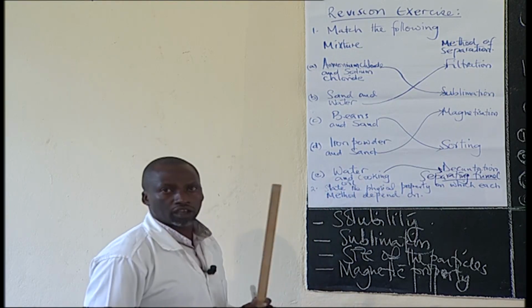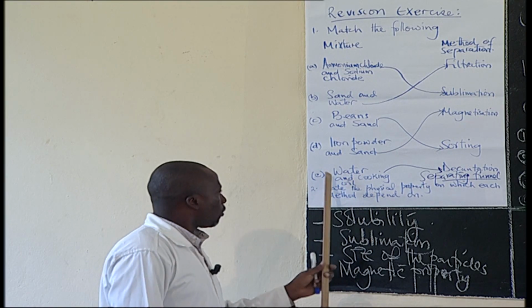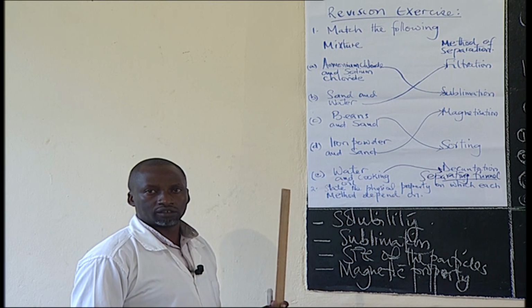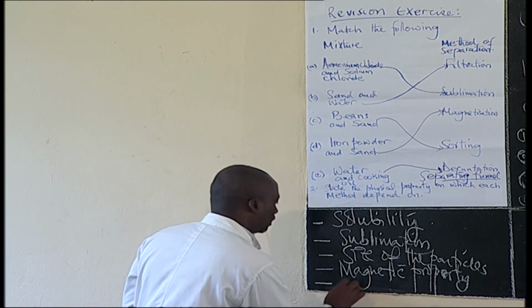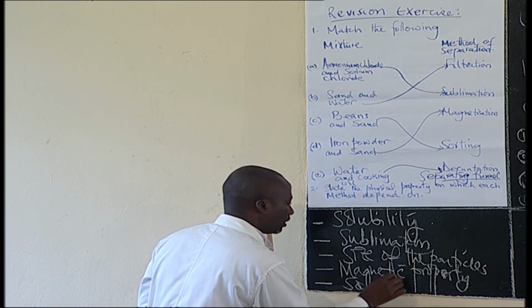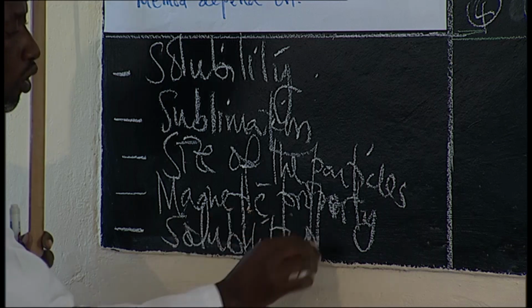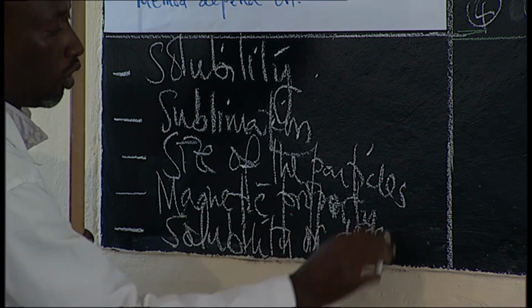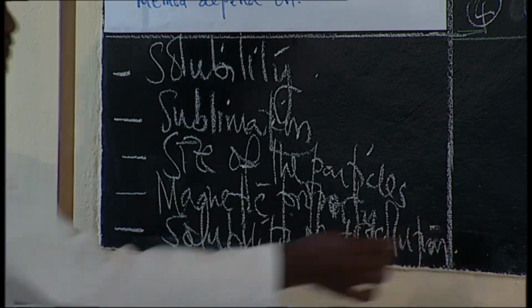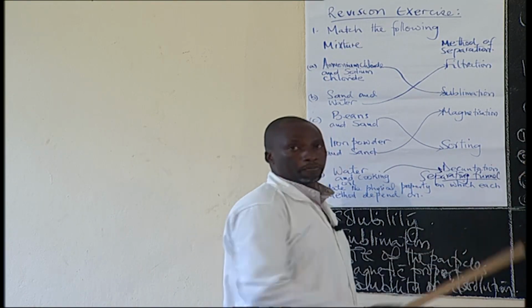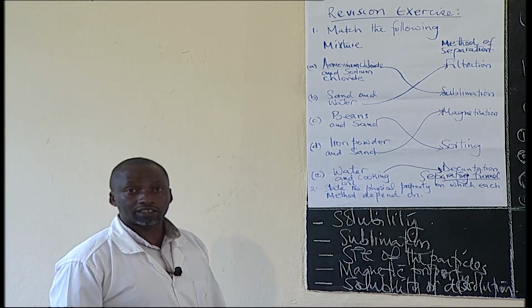Water and cooking oil: they don't mix together. So we can still use the solubility, or dissolution. These are the physical properties that we are using. So right away, I hope we have the same answers together.